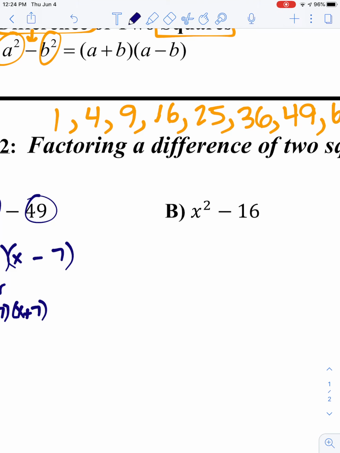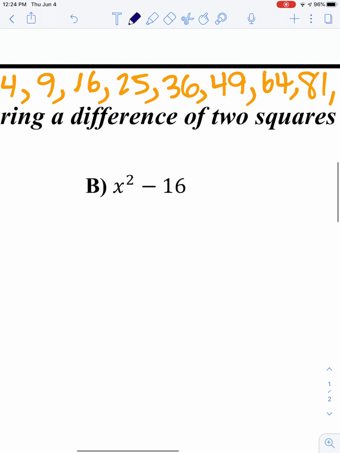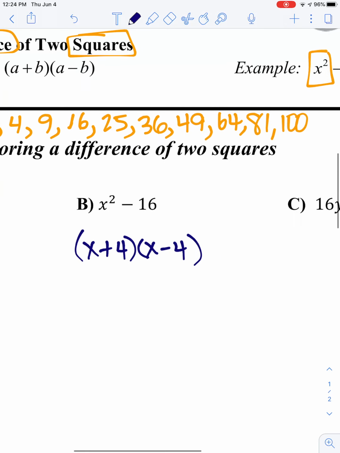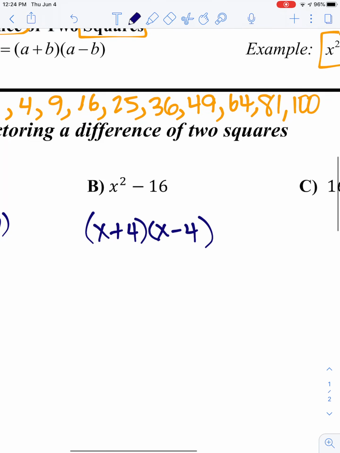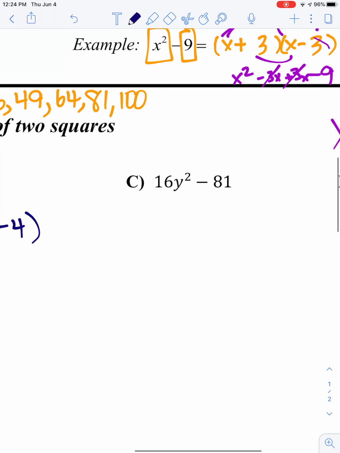All right, x squared minus 16, see if you can try that one. Go ahead and hit pause, write down your answer, and then check it. So in this one, we should have x plus 4 times x minus 4. Remember, the first thing you're doing is looking for a GCF, but there is no GCF. Then you notice there's two terms, so you can factor a difference of squares.